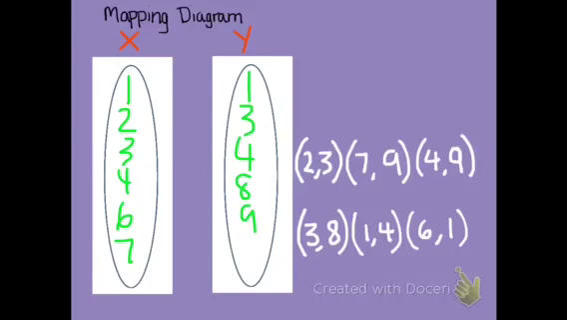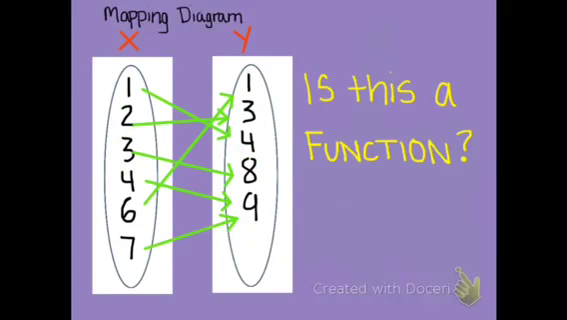Now you simply take the x values and connect them with the y value with an arrow. So we take the 2 to the 3, the 7 to the 9, the 4 to the 9, the 3 to the 8, 1 to the 4, and 6 to the 1. Now we answer, is this a function? Well, let's do this together. There are two values of y that are repeated, which are the 9, but no x values are repeated, so yes, it is a function.